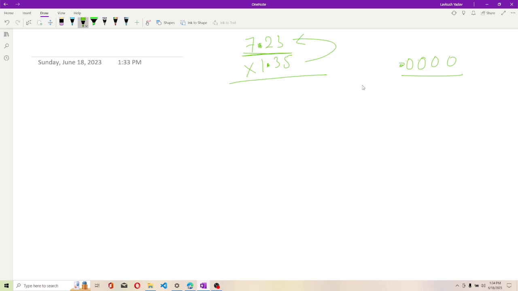So 5 3s are 15, carry 1, 5 2s are 10, 11, 5 7s are 35, 36. Okay. So now we go to our next number. 3 3s is 9, 3 2s is 6, 3 7s is 21. 1 3 is 3, 1 2 is 2, 1 7 is 7. Okay. Now we add all those. 9 plus 1 is 10, 0, carry 1. 6 plus 6 is 12, 12 plus 3 is 15, 15 plus 1 is 16, 6 carry 1, 3 plus 1 is 4, 4 plus 2 is 6, 6 and 1 is 7. 7 plus 2 is 9. Okay.